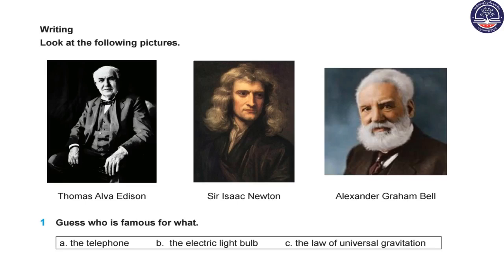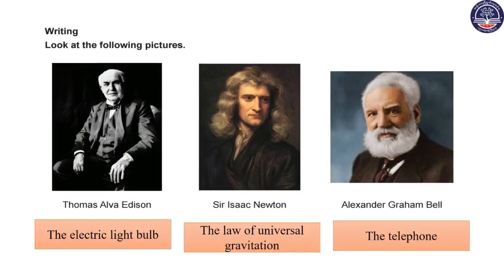Okay, now let's guess who is famous for what? Now let's check the answer. Thomas Alva Edison is famous for inventing the electric light bulb. Sir Isaac Newton is famous for the law of universal gravitation. Alexander Graham Bell is famous for inventing the telephone. Okay, I hope you all can guess the answer.